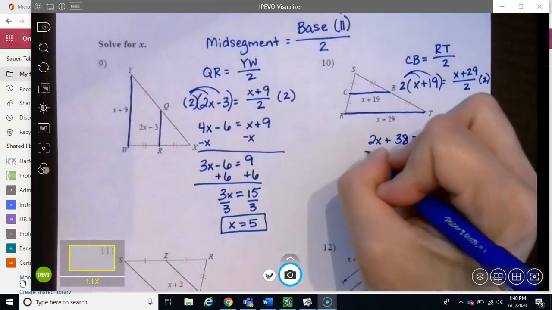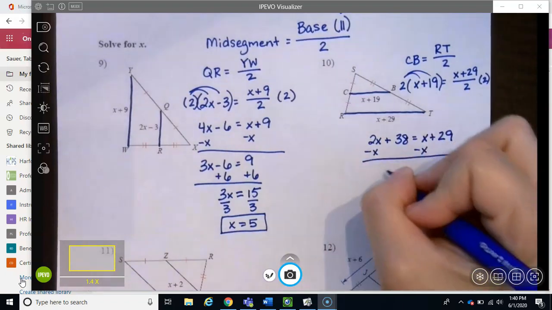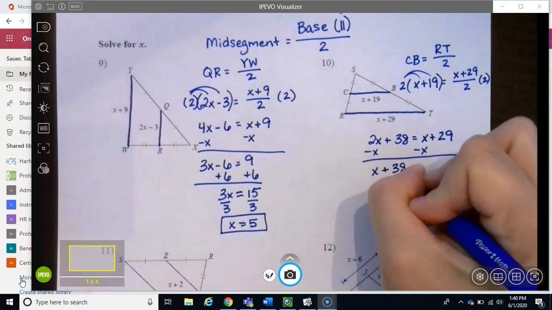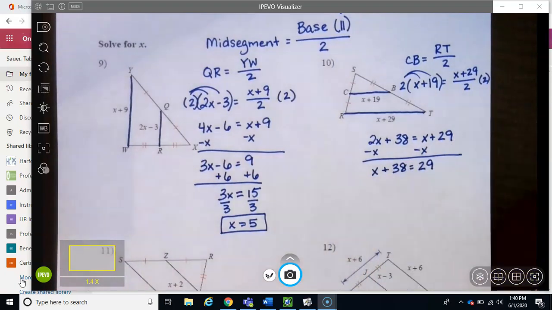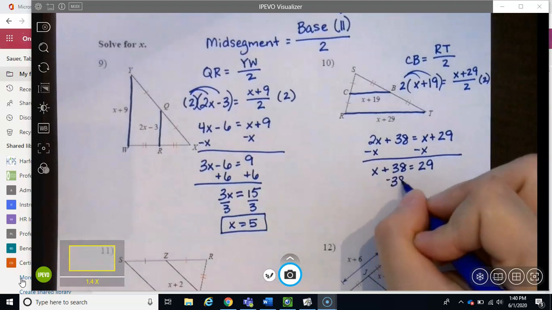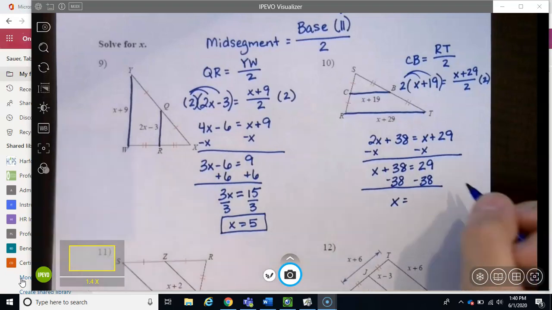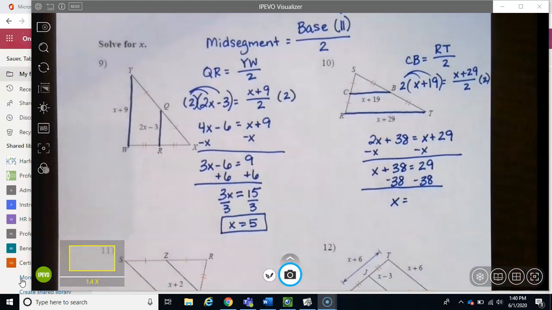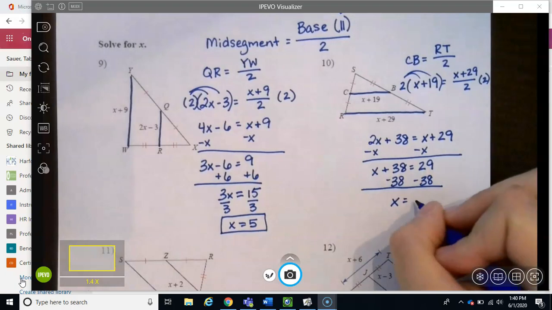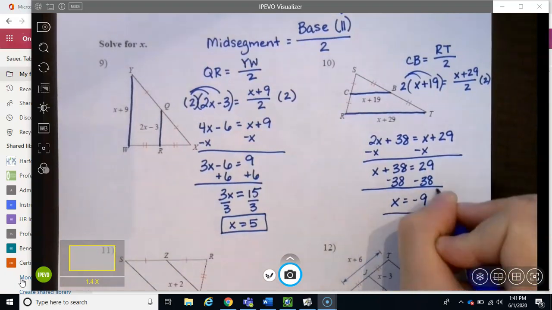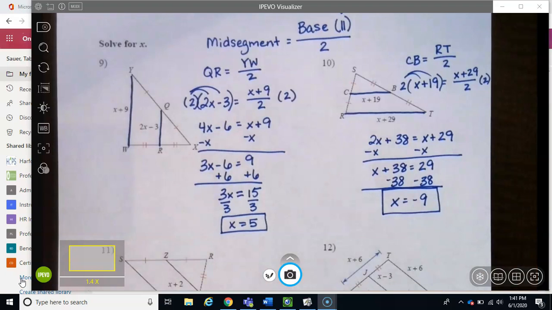So I'm going to subtract x from both sides. And then get your x by itself. 29 minus 38 gives me a negative 9. And there you go. And that's what they're asking for you to do, solve for x. So once you get x, you're done with your equation there.